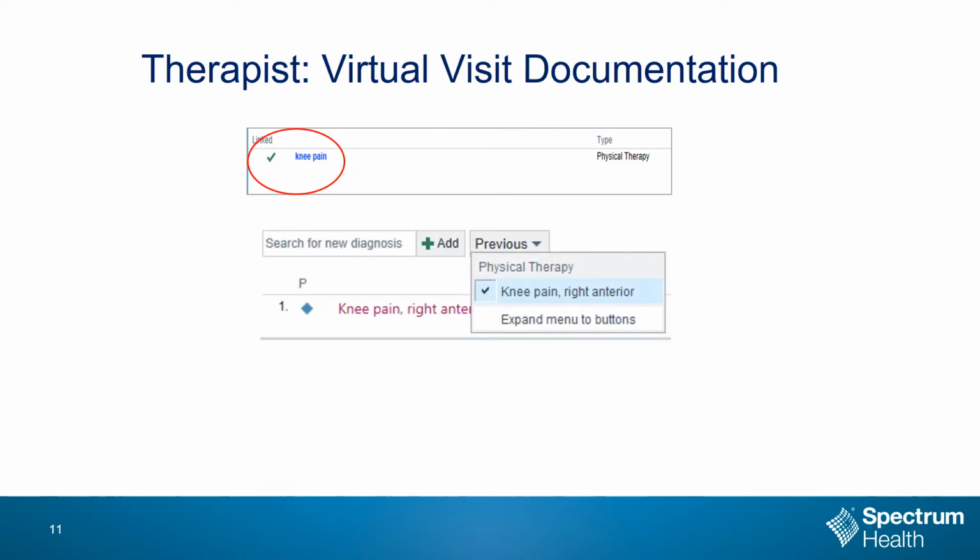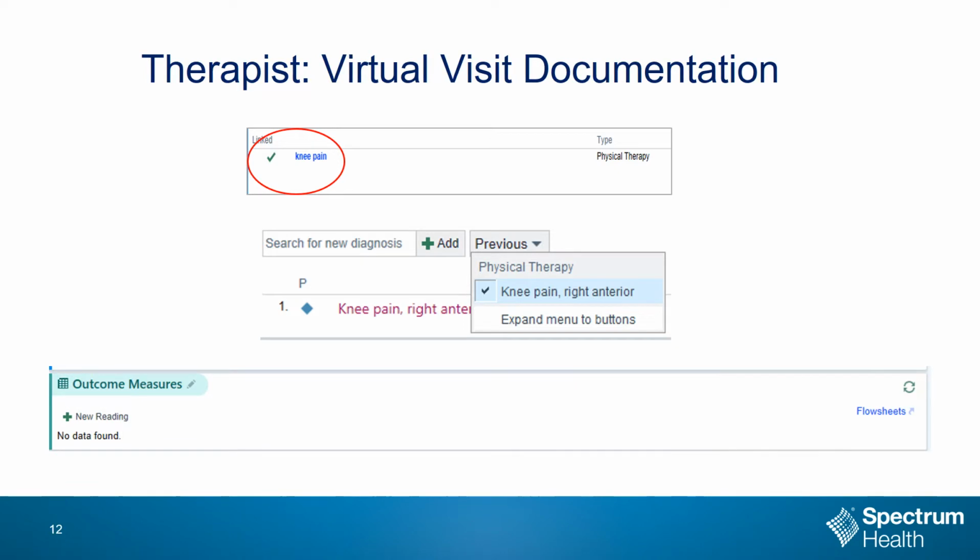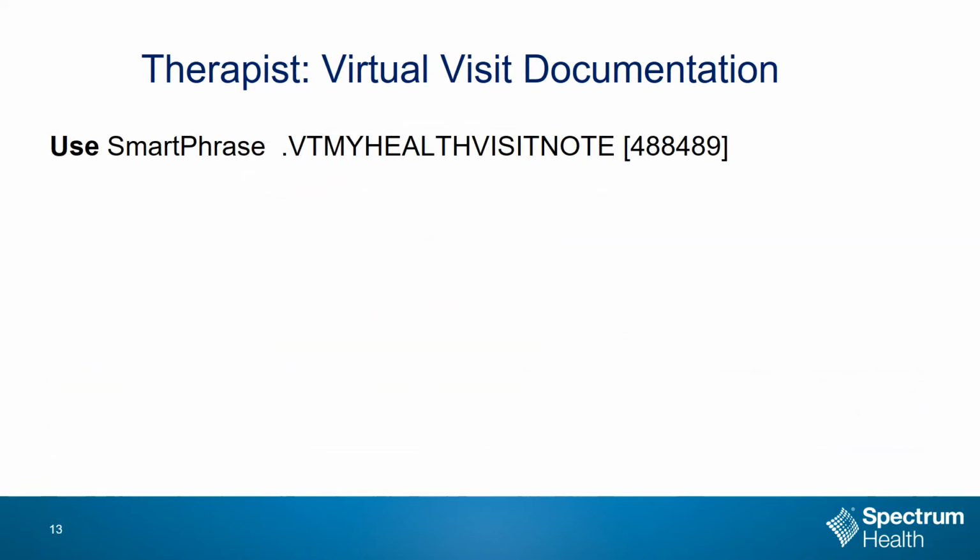Enter the visit diagnosis from the patient's previous list. Click the Previous button drop-down arrow and select the appropriate diagnosis for the visit. Next, document the clinical outcomes as applicable. Select New Reading and enter the appropriate outcome as needed. You will document the note using the SMART phrase listed here.